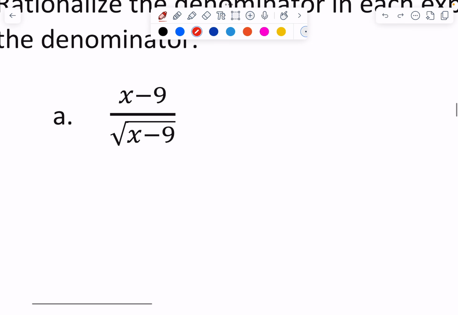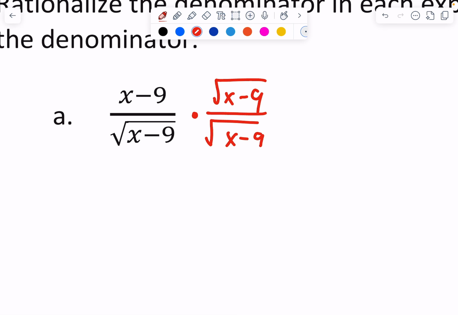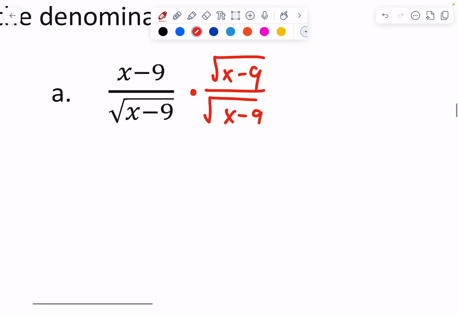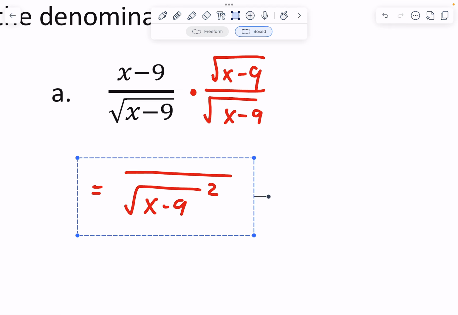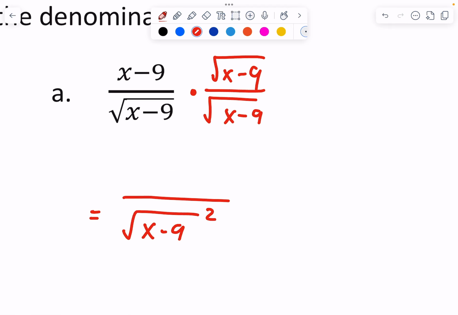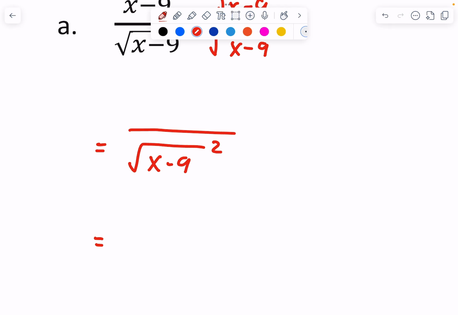If I want to get rid of the radical in the denominator, I need to multiply top and bottom by root x minus 9. Okay? So the reason why is because when I do that in the denominator, I'll get root x minus 9 squared, which is going to end up canceling, the radical and the power of 2 will cancel to just be x minus 9.